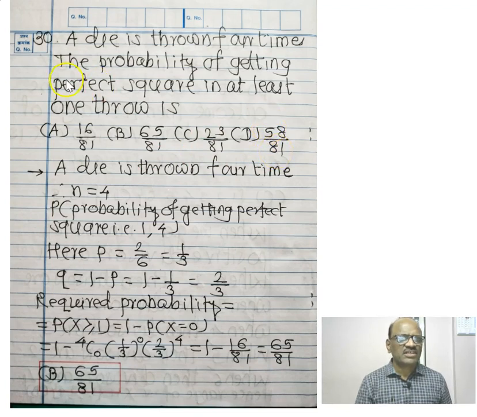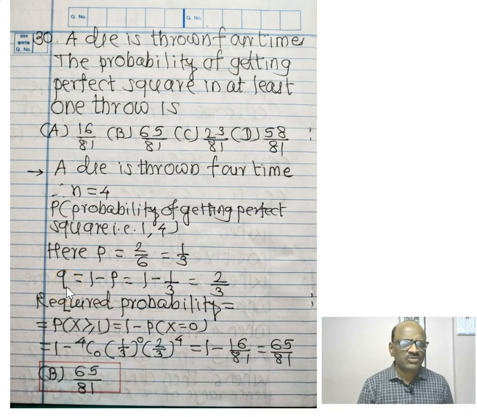What is the question again? A die is thrown 4 times. The probability of getting a perfect square in at least one throw. Now see this, a die is thrown 4 times, that is n equals 4. We need the probability of getting a perfect square. Now what are the perfect squares there? 1 and 4. These are the two numbers, and the outcomes are 6. Therefore the probability p equals 2 upon 6, which means 1 by 3.